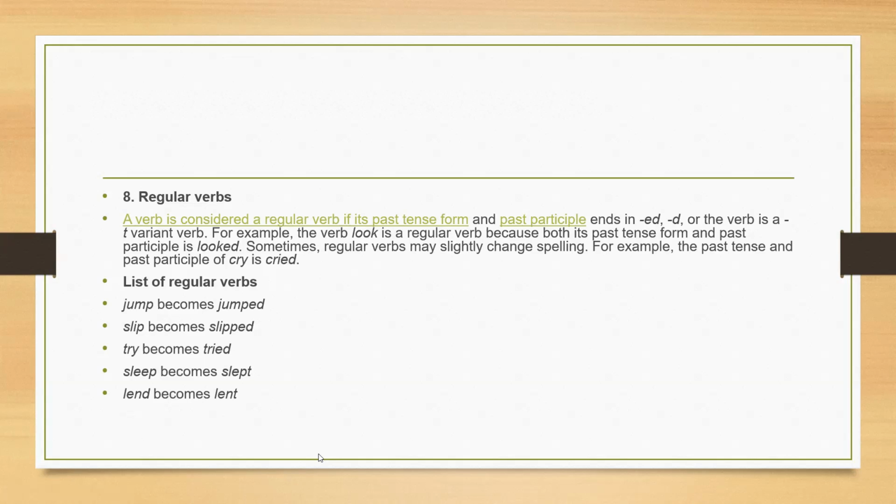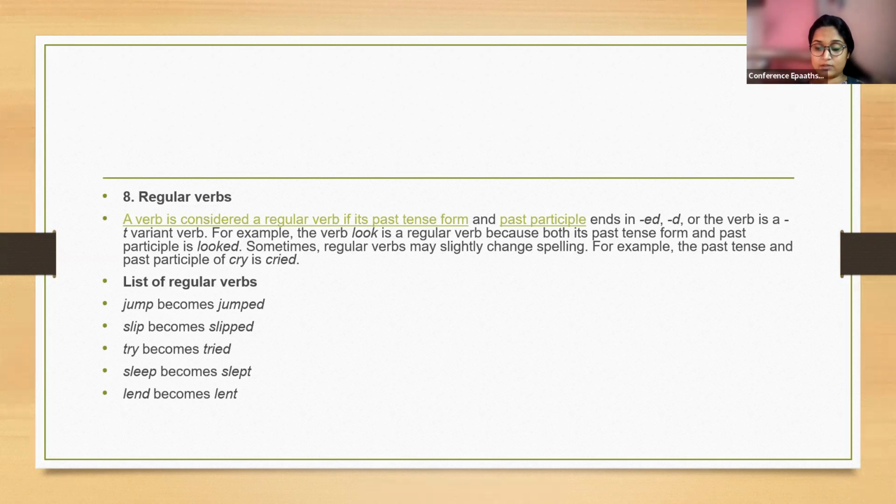Now, what are regular verbs? A verb is considered a regular verb if its past tense form and past participle end in ed or d, or the verb is a variant verb. For example, the verb look is a regular verb because both its past tense form and past participle are looked. So when both forms in the past and in the past participle are alike, then it is a regular verb.